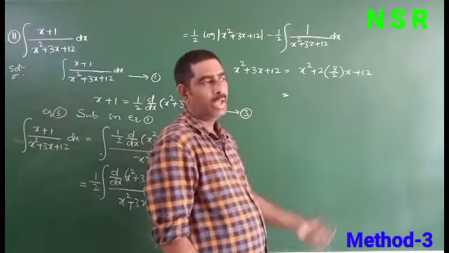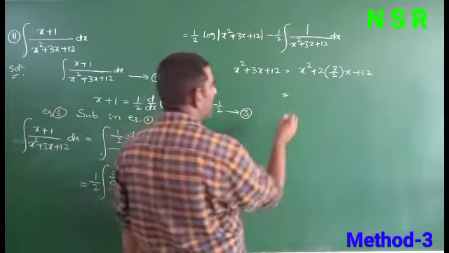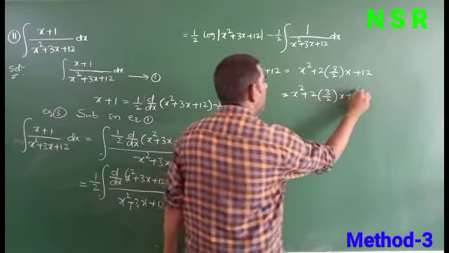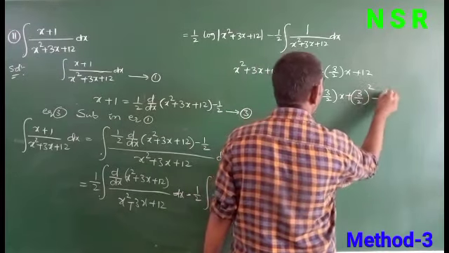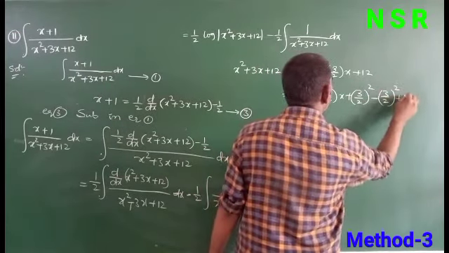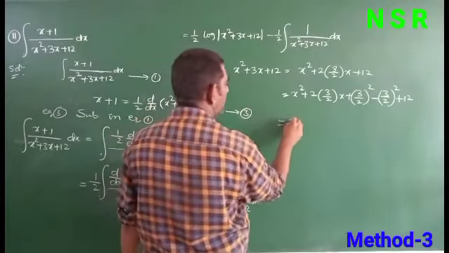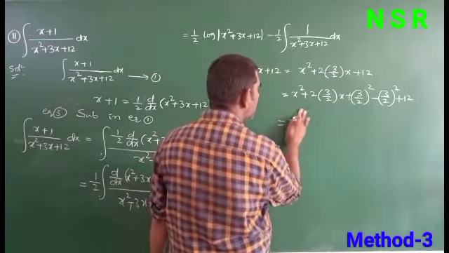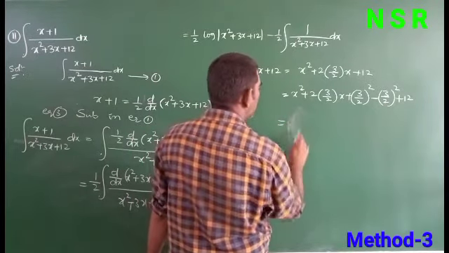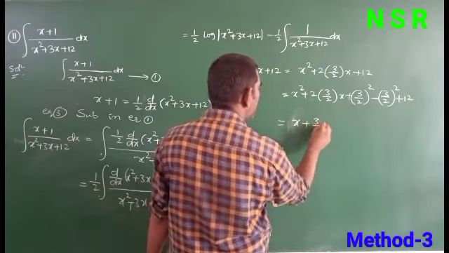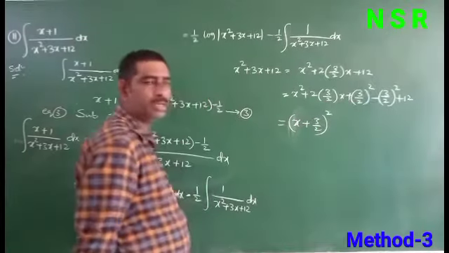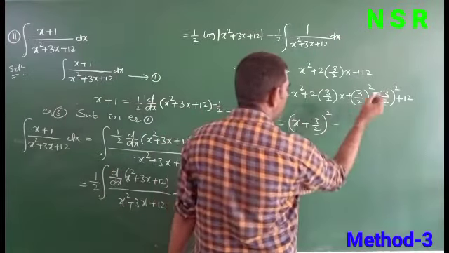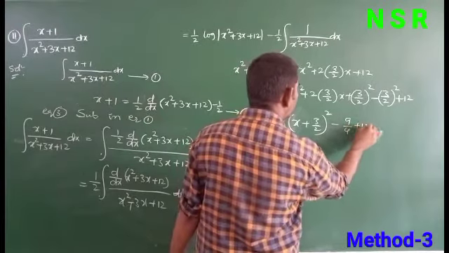So here in between we have a value 3 by 2; next, this 3 by 2 value, add and square, add and subtract. So 3 by 2 square, add and subtract 3 by 2 square, minus 3 by 2 square plus 12. Now x square plus 2 into 3 by 2 into x plus 3 by 2 whole square. So using these three terms we can write x plus 3 by 2 whole square. This is the a plus b whole square form, so a square plus b square plus 2ab. Next, 3 by 2 whole square we get 9 by 4, plus 12.